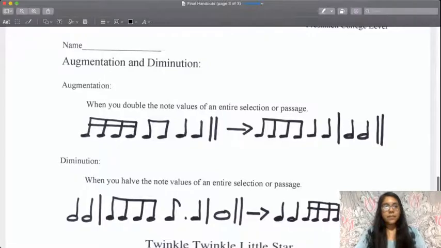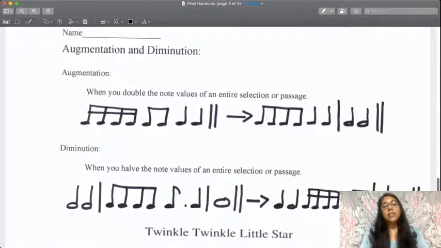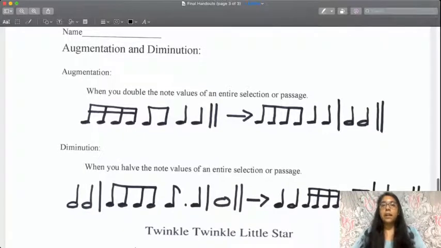So, augmentation and diminution. Augmentation, of course, is when you double the note values in an entire selection or passage.